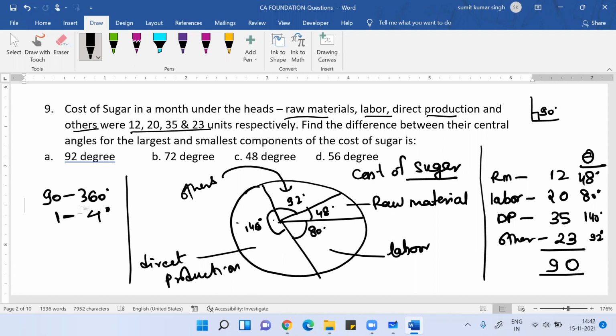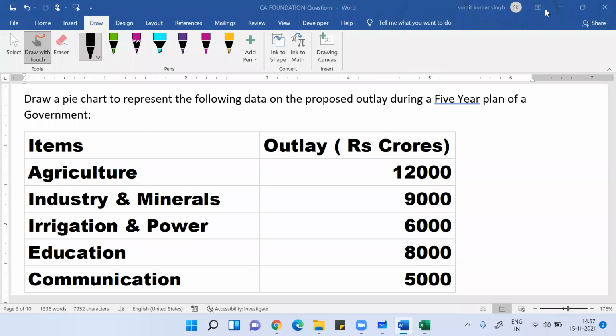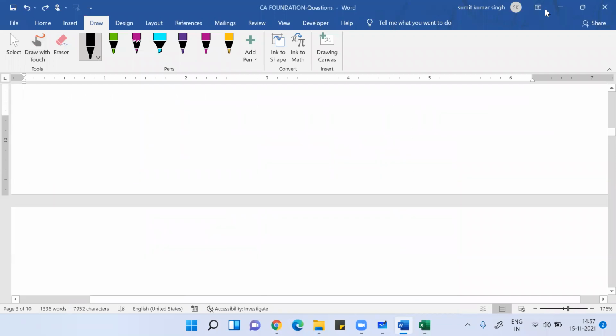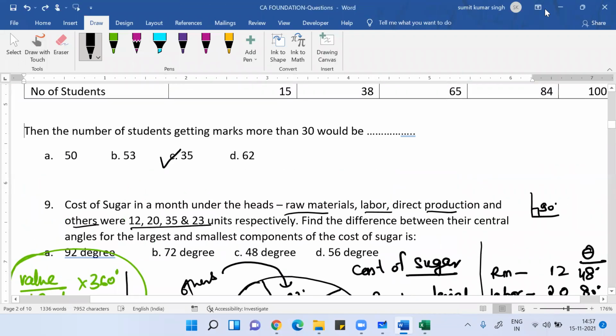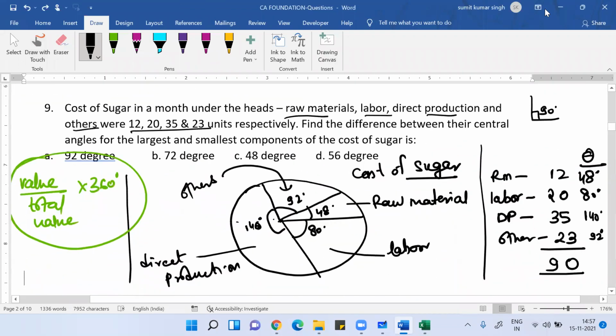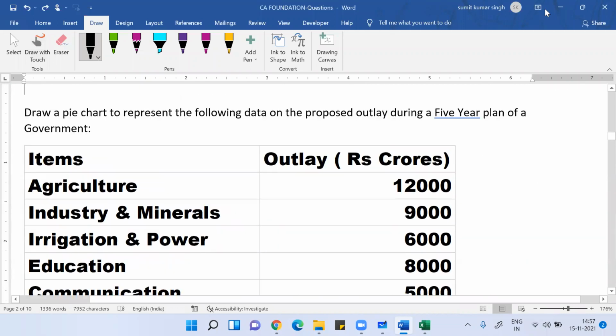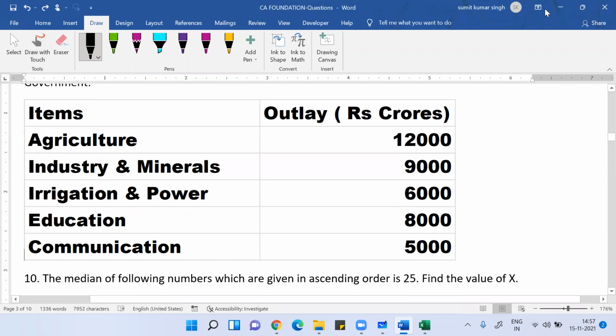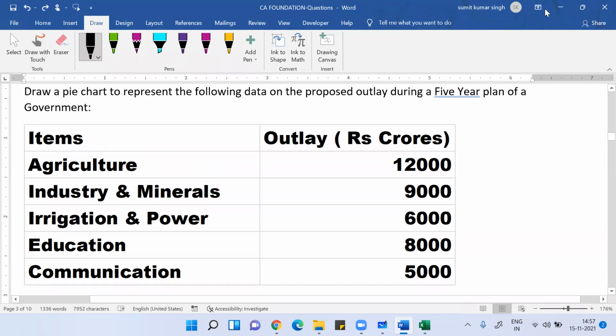Anyone, any question? So I hope you understood this past question we did just now about pie chart. Okay, so we can do one more question like this. Let me solve this question. You can pause this video and write this question whenever you want.